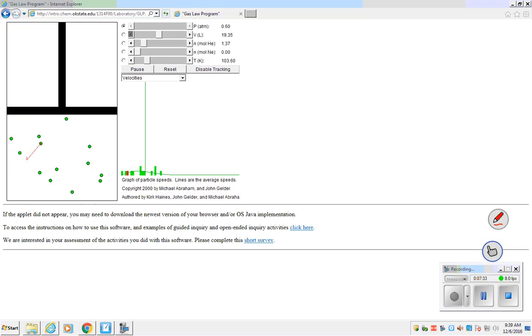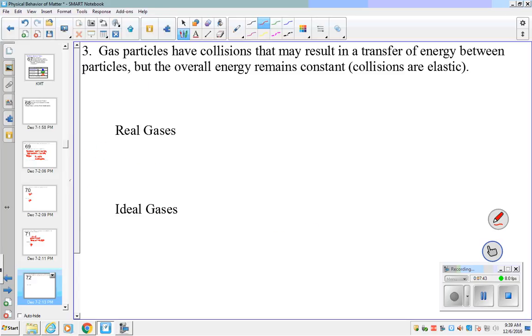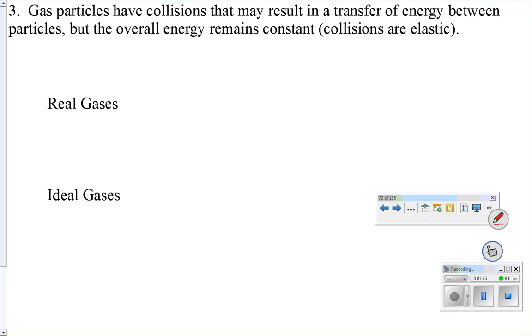However, you'll also notice our overall temperature does not change. Temperature is our reading of energy in the system. So what this means is our collisions were indeed elastic. Particles were exchanging energy, so there's a transfer of energy between particles. The overall energy in the system, the temperature, remained constant. Remember, this is going to be totally true for an ideal gas.